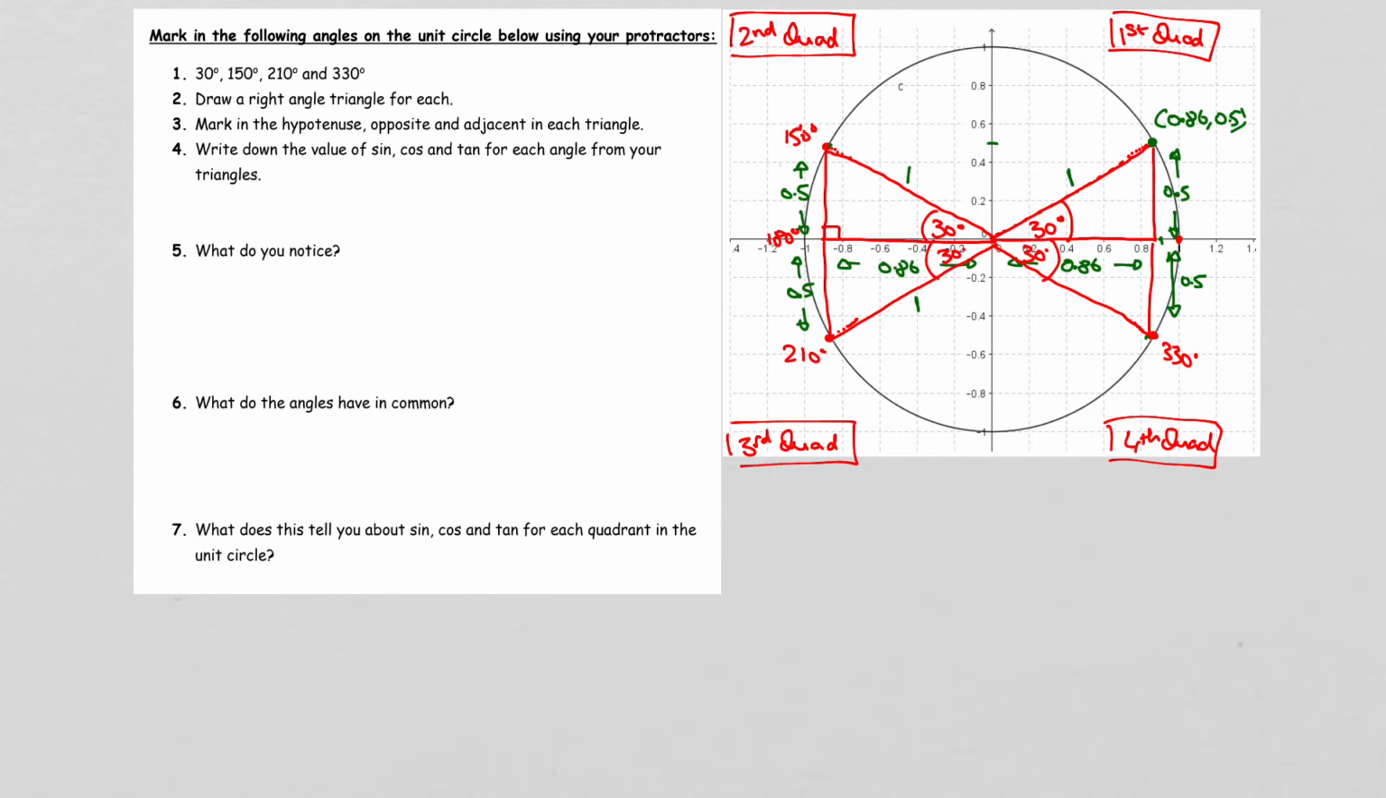So even though we have traced out 4 different angles there, 30 degrees, 150 degrees, 210 degrees, and 330 degrees, what we can actually see is that the sides of the right angle triangles all have exactly the same lengths.